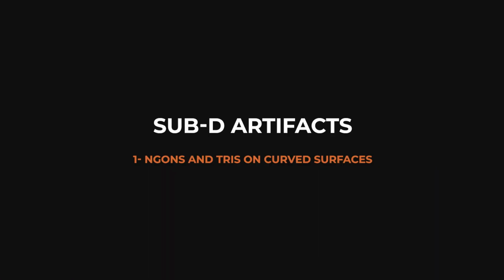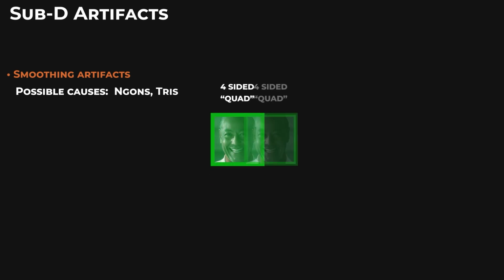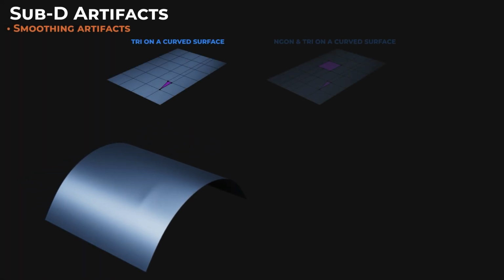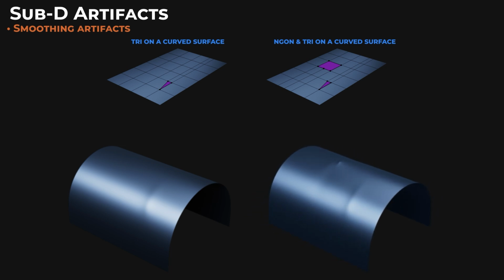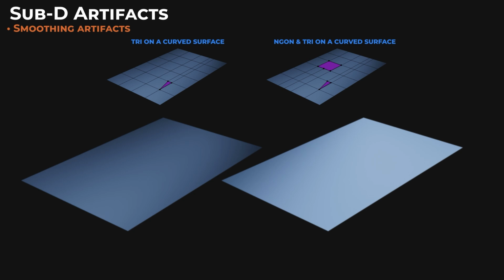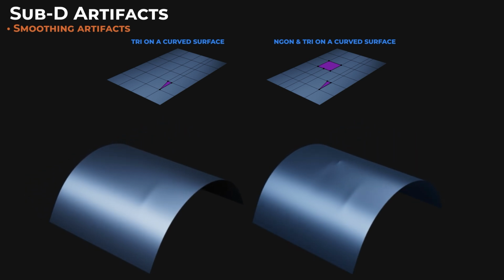So for our first tip, let's understand the basics of topology and understand what exactly is smoothing artifacts. One of the main culprits is from ngons and triangles. Ngons are simply faces with more than 4 sides, and tris are just triangles. You can see just by simply adding in either an ngon or a triangle on this curved surface, it immediately causes these smoothing artifacts. But you could take that same exact topology, flatten it out, and you won't see any issues with smoothing artifacts. So the key thing to understand is you have to be careful on curved surfaces.